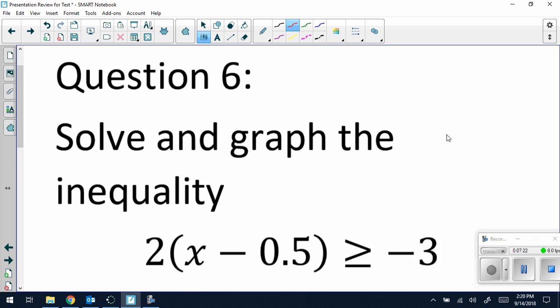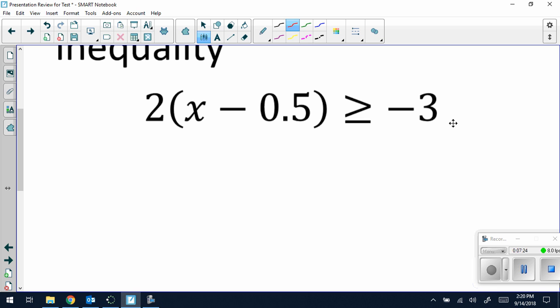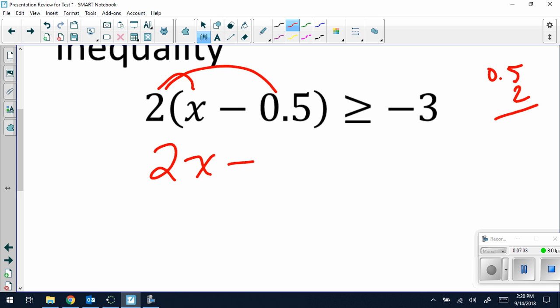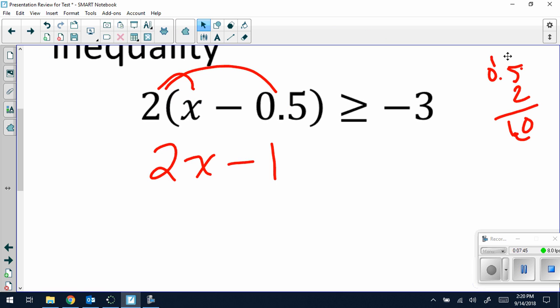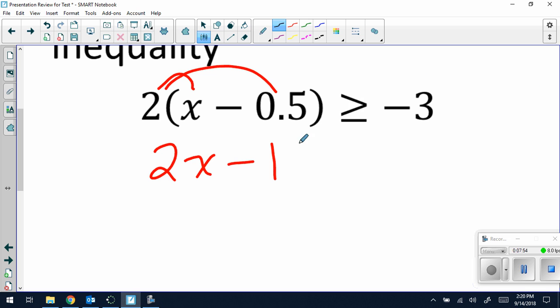Number 6, another solve and graph. So again, I'm going to distribute. 2 times x is 2x minus 2 times 0.5. So many of you did this wrong. 2 times 5 is 10. Move your decimal once. It's 1. It's 2 times a half. Half of 2 is 1. So that is just 1. We should be able to do it without having to do this over here, but I was showing you how y'all are doing your decimals incorrectly.